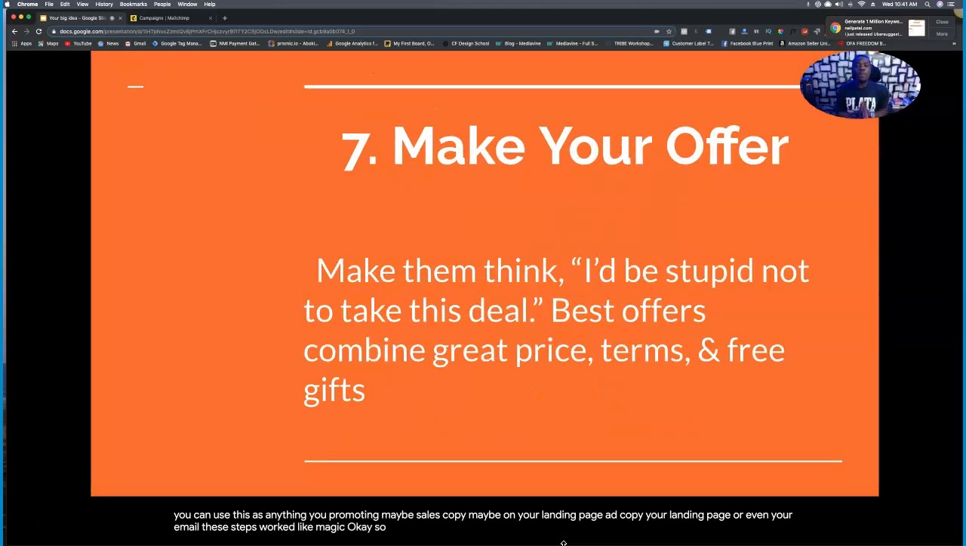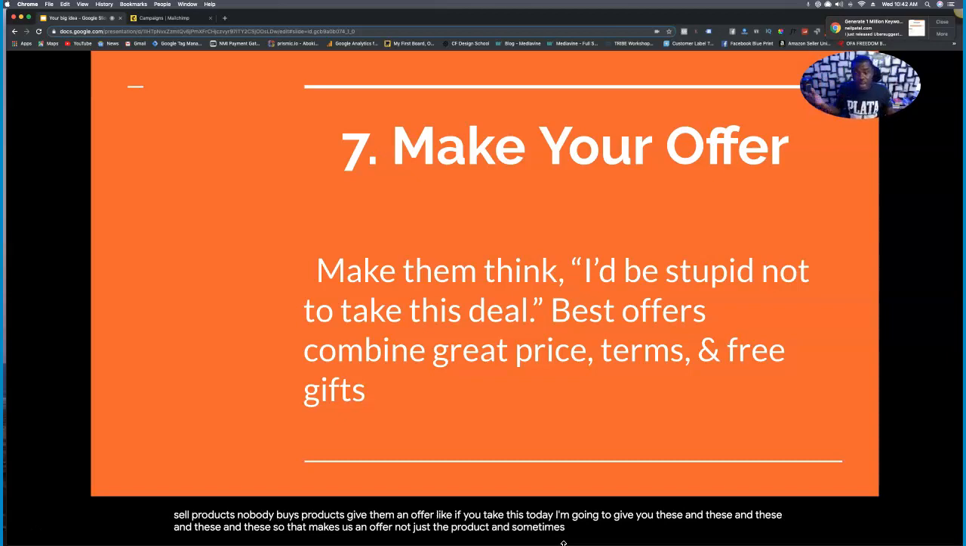Okay, so number 7, now make your offer. And again, make them think, I will be stupid if I do not take this deal. The best offers combine great price, terms, and a free gift. What I see people do all the time online is they sell products. Nobody buys products. Give them an offer. Like, if you take this today, I'm going to give you these and these and these. That makes it an offer, not just a product.